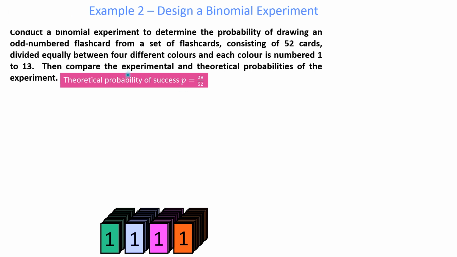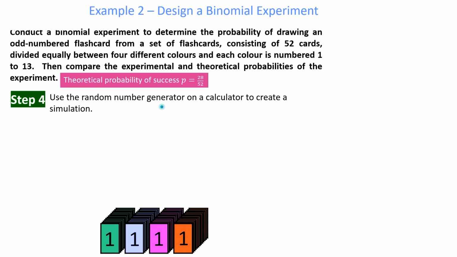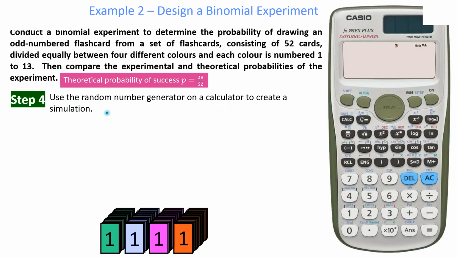So now we want to work out the experimental probability to compare the two. For step 4, we want to design and conduct a simulation. Now, one way you could complete the simulation is to actually use a set of flashcards. But for the purpose of this video, we'll use the random number generator on a calculator to create a simulation.